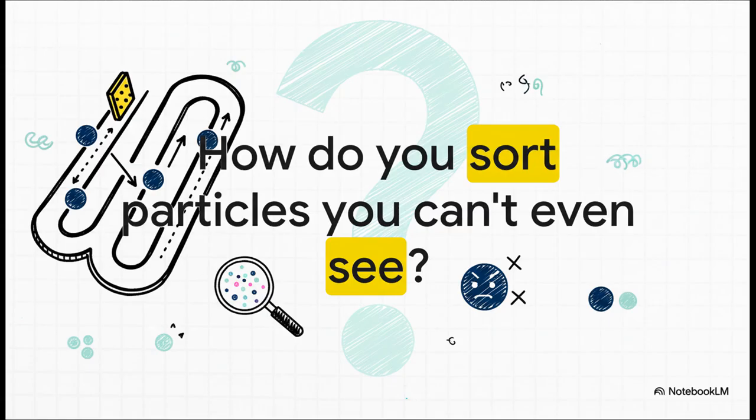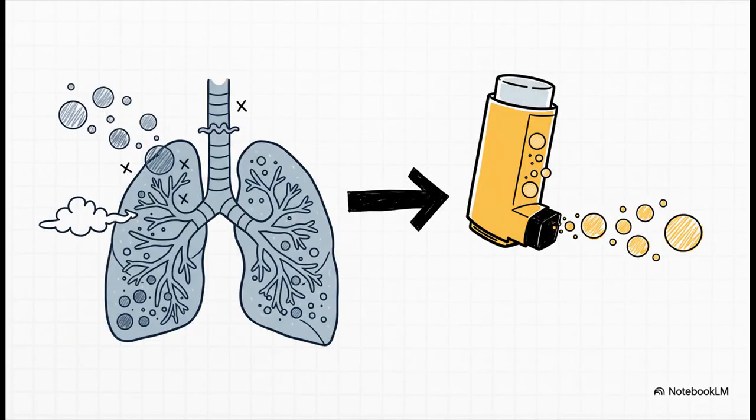It sounds impossible, doesn't it? If you can't pick them up, how can you put them into different piles based on their sizes? Well, it turns out the secret isn't in what you can see, but in how they behave. And look, this isn't just some abstract science problem. This stuff matters. A lot.